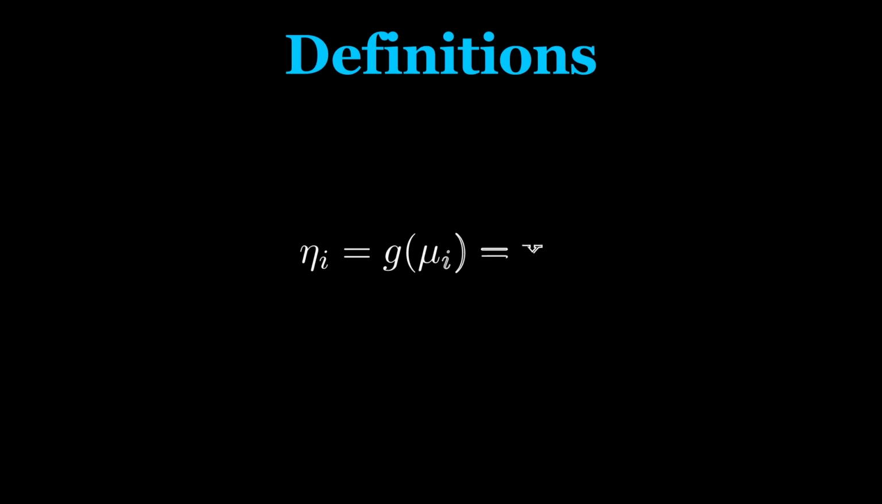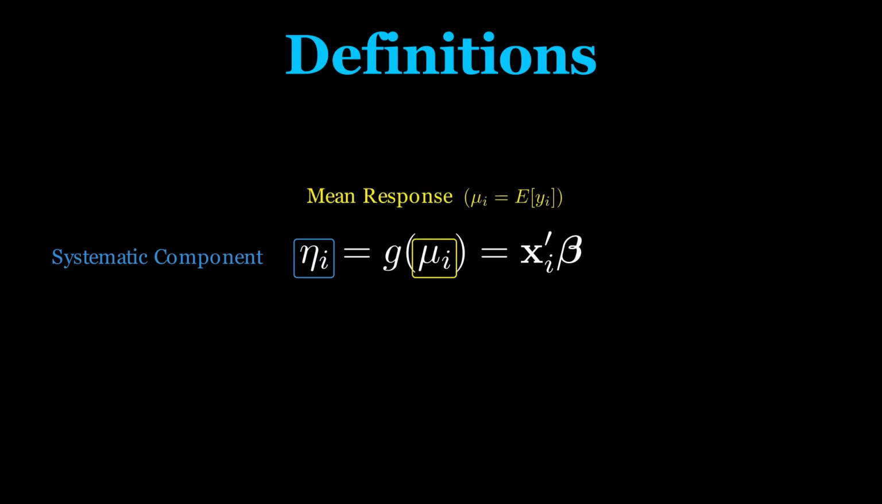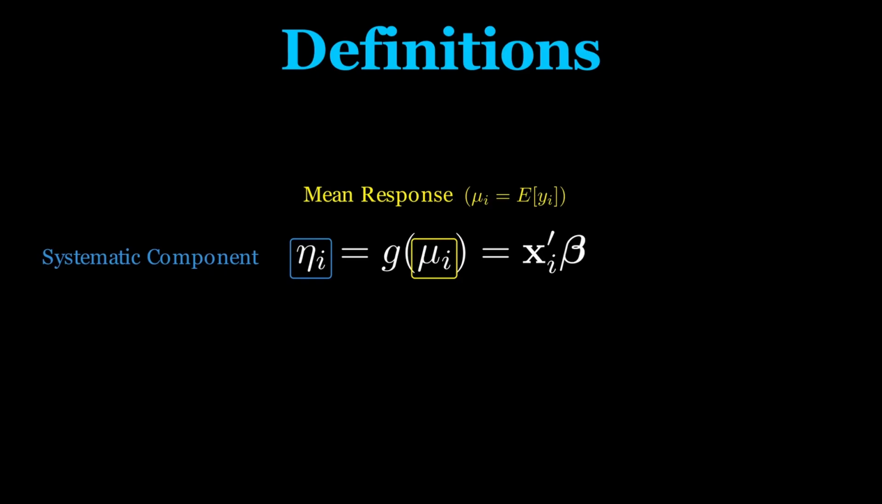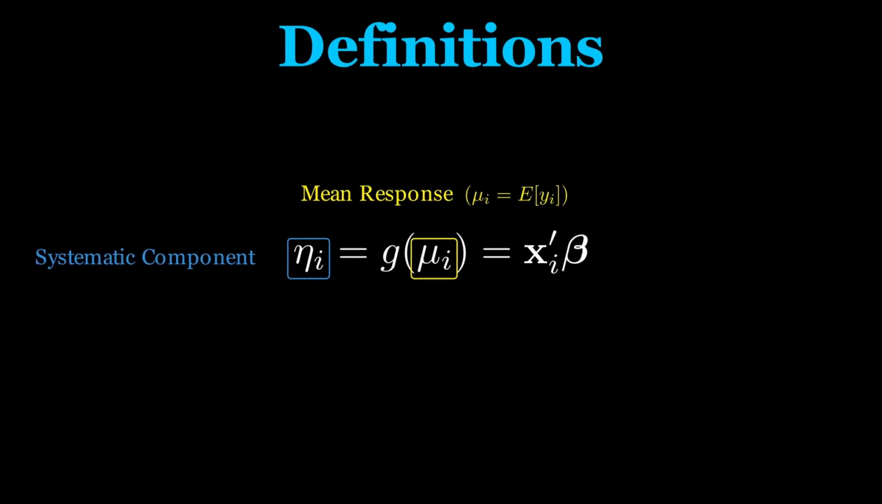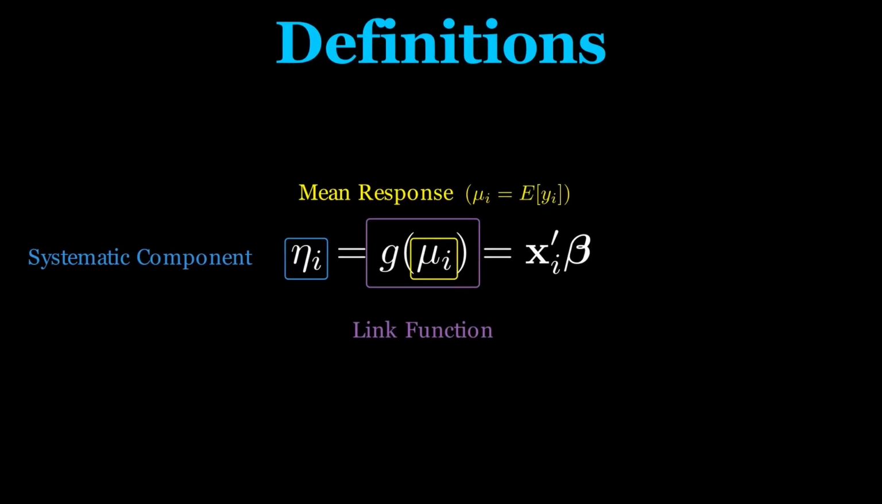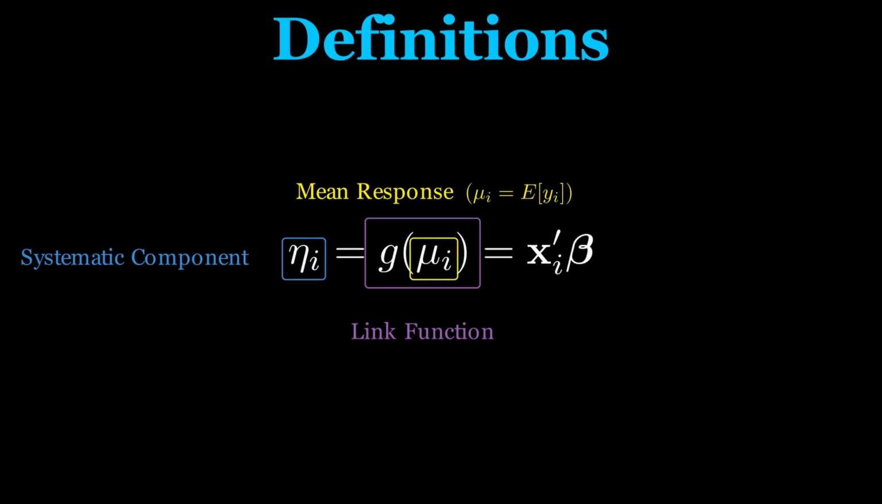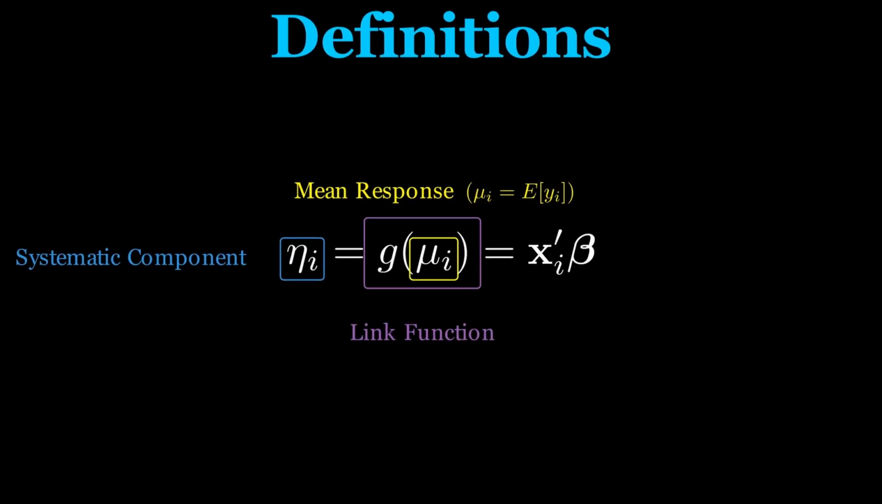Let's provide some definitions around GLMs. Define the systematic component, eta sub i, as the linear combination of x sub i and beta. Next, we define the mean response for all observations i as mu sub i, which is the expected value of the response variable y sub i. The function g is known as the link function, where g of mu sub i is equal to the systematic component. The link function is called the link function because it connects the systematic component to the mean response.